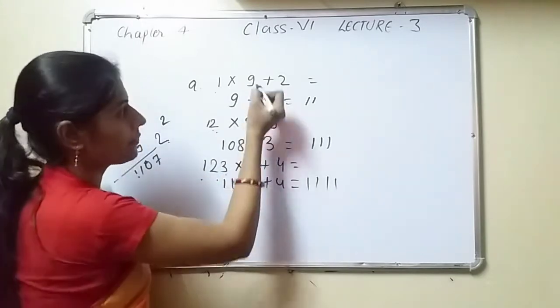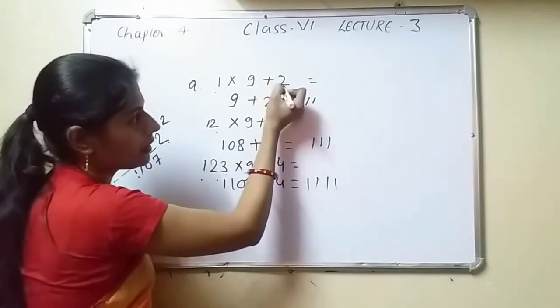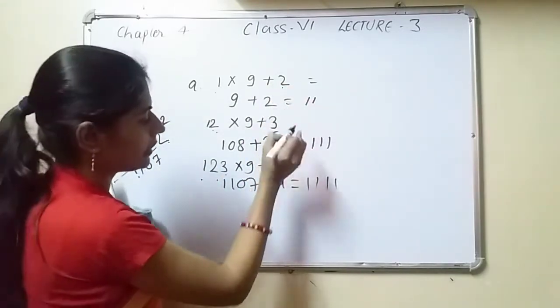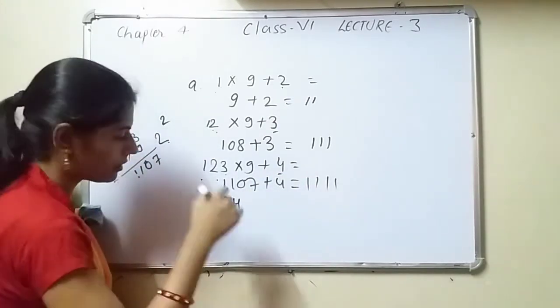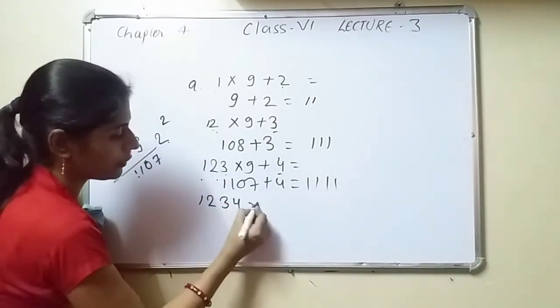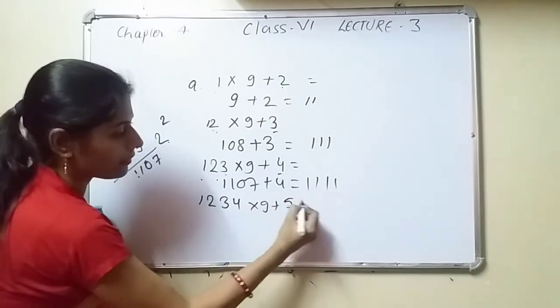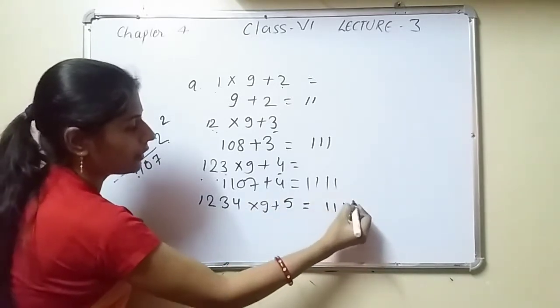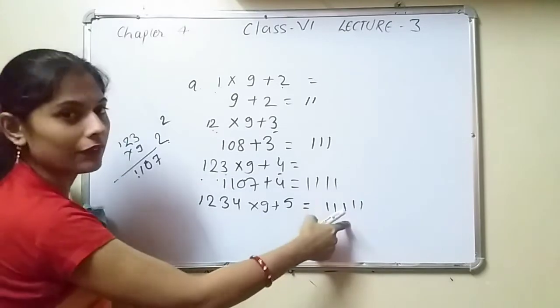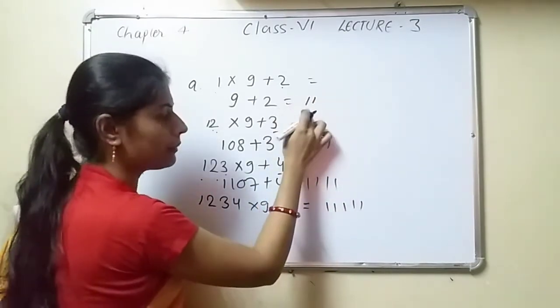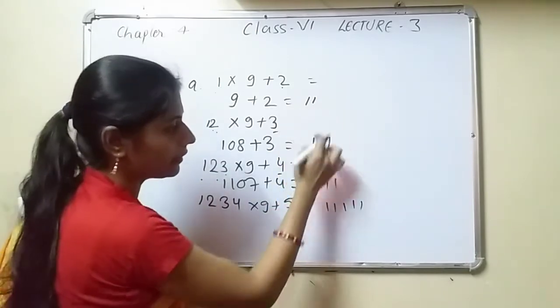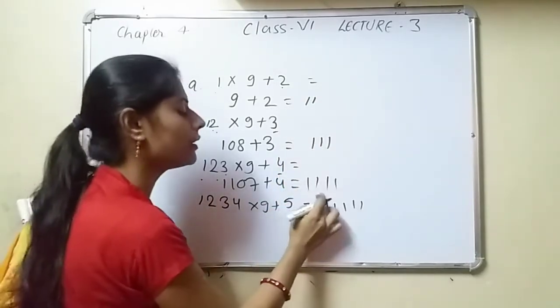here 1, here 1 2, here 1 2 3, the 9 is remaining the same, and here 2, here 3, here 4. It means 1 2 3 4. In the next step you have to take 1 2 3 4 into 9 plus 5 is equal to 11111. That is already given here. So now see here, also one number is increasing. Here 11, then you have 111, 1111.